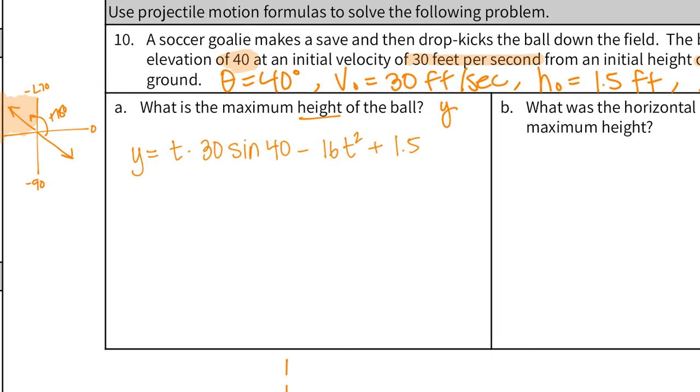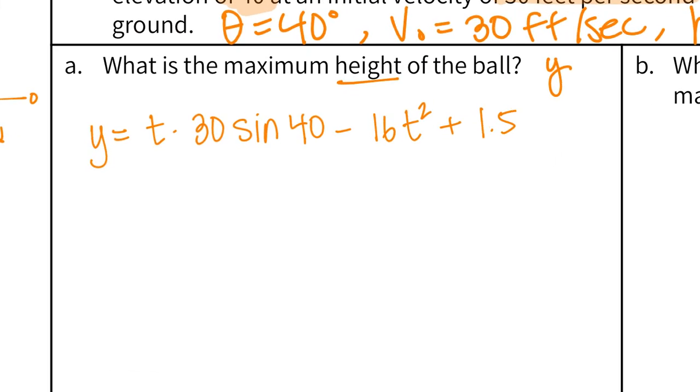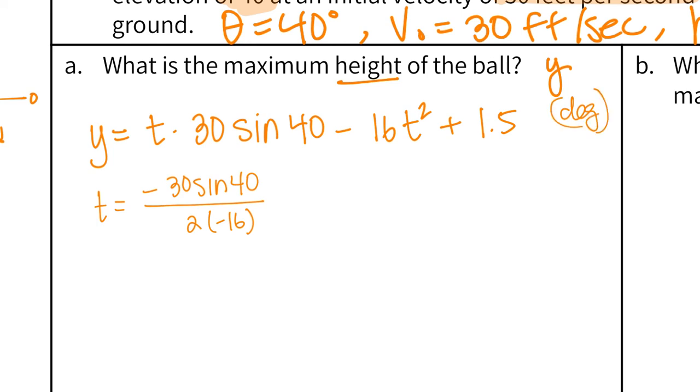Okay, so in order to find that time, negative b, now b is going to be the one that's in front of t, so 30 sine 40, over 2a. A is always going to be the one in front of t squared, so negative 16. Now, this is 40 degrees, so make sure that your calculator is in degree mode here. Type this in, and I get that it takes 0.602 seconds. So it doesn't take very long, about half a second.